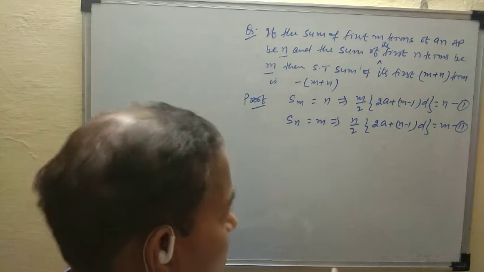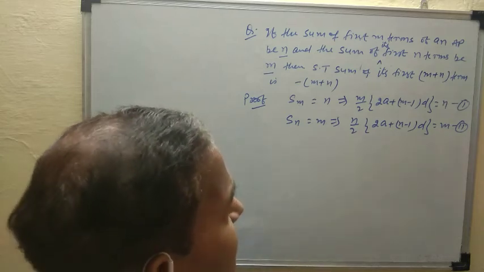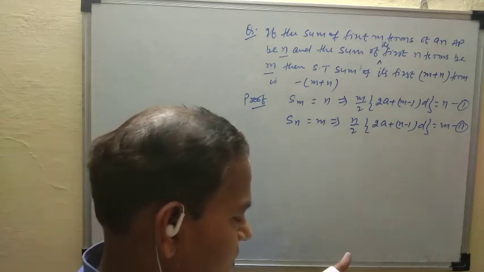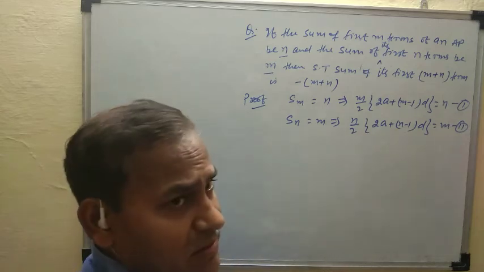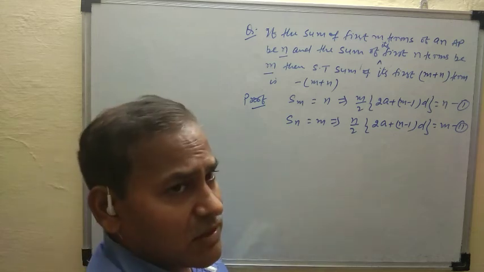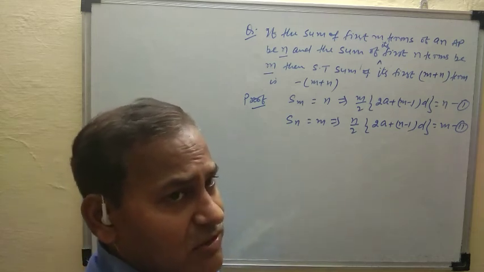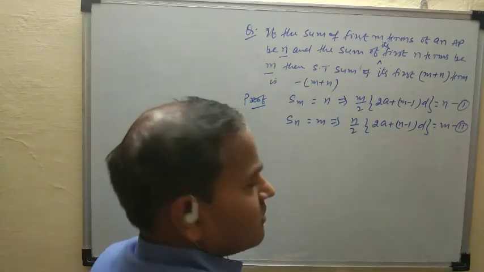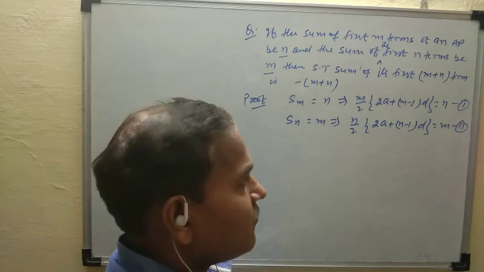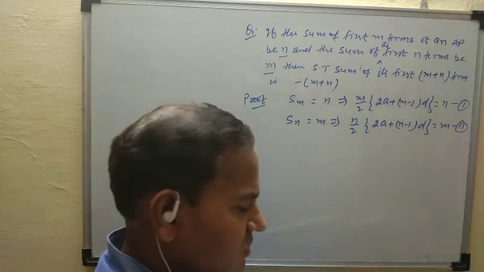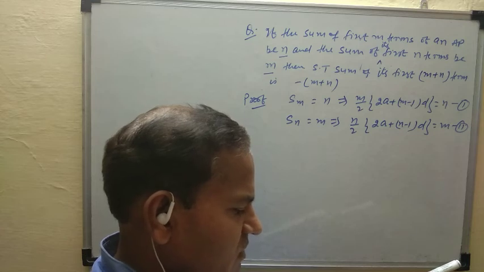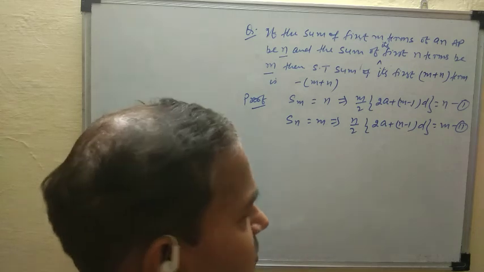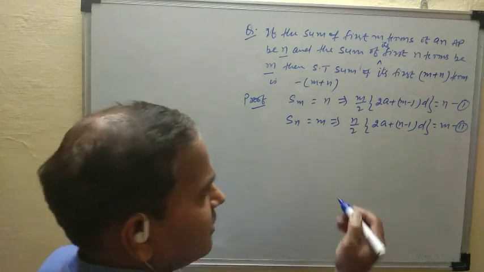Now we have to prove that the sum of its m plus n terms is minus m plus n. Now how will you find the sum? For the sum we need the first term a and d. So two equations are given. Simplify and find the values of a and d. Subtract both equations and find a and d, or find the relation.